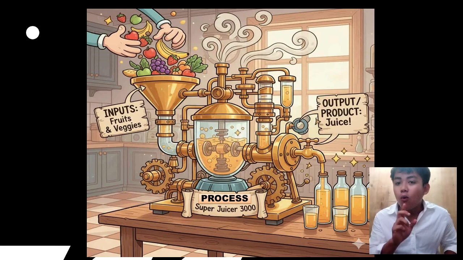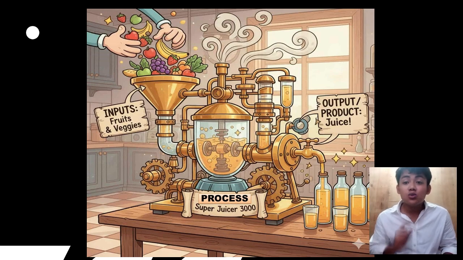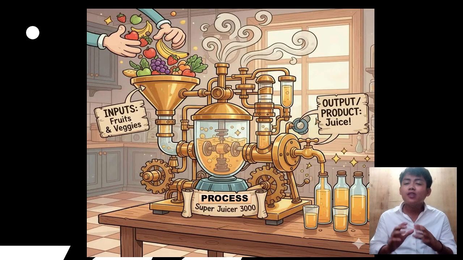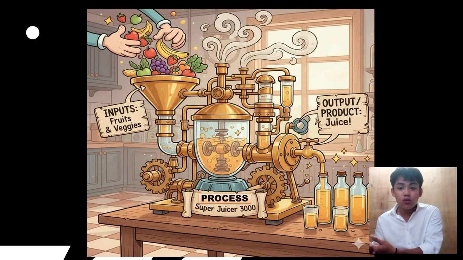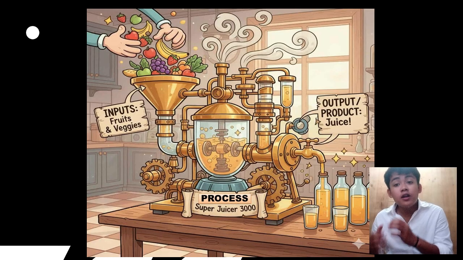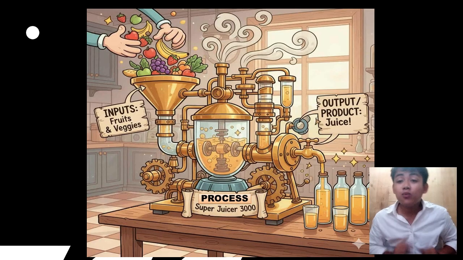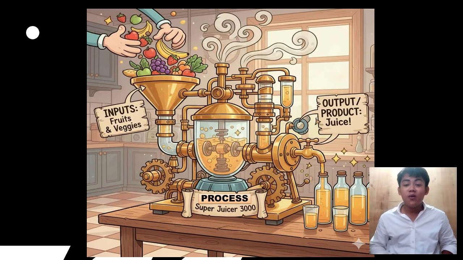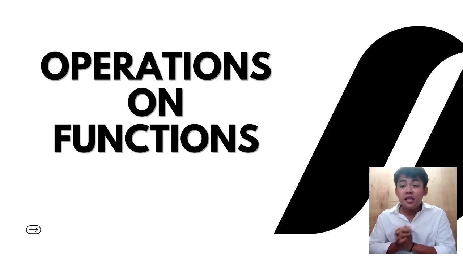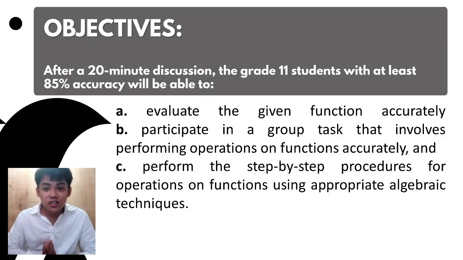But what if I separate the fruits and vegetables into two separate functions that when combined will produce another output, another result, or another function? That will lead us to our new topic for today, which is the operation on functions. Okay, before we go deeper into our discussion, let's have our learning objectives first.